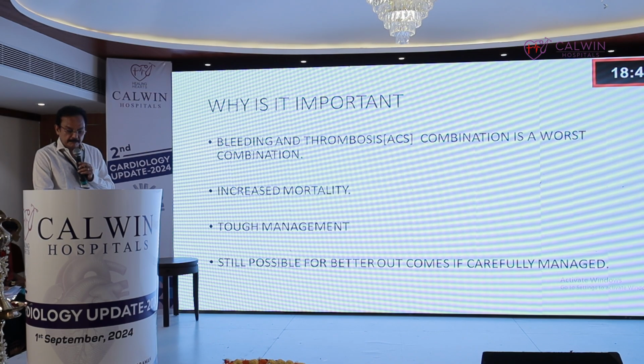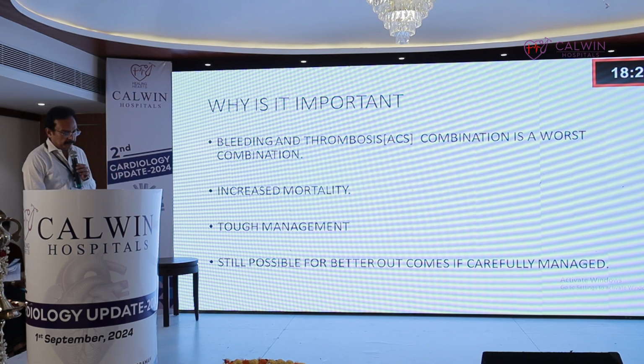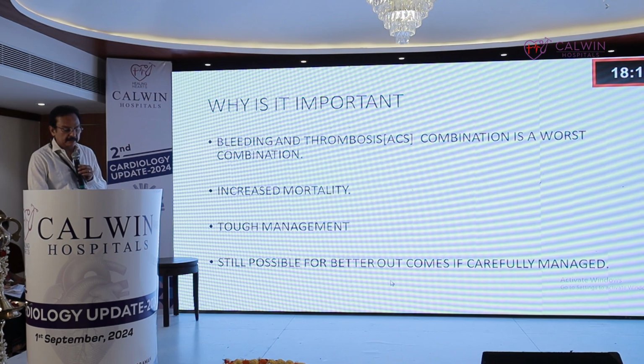Why is it important? Bleeding and thrombosis is the worst combination, because at one end you are bleeding, at the other end you are thrombosing. So how to manage? If you give anticoagulants, if you give antiplatelets, he is going to bleed. If you don't give anticoagulants and antiplatelets, he is going to thrombose and die. So it's a very big problem, and definitely there is an increased mortality, and it's a tough management. But still it is possible. You can come out with better outcomes if managed carefully.